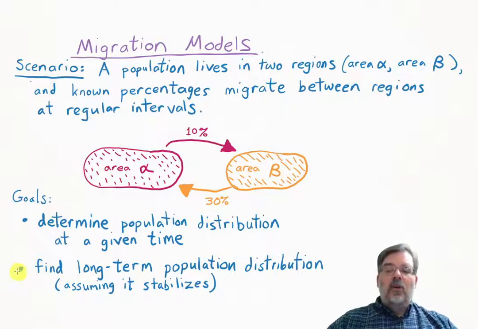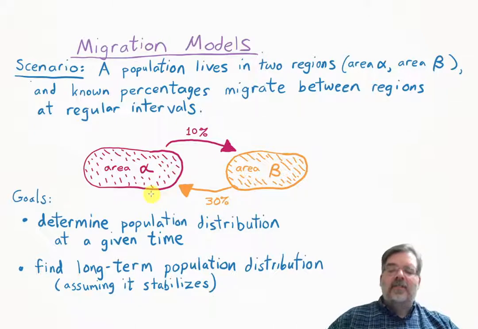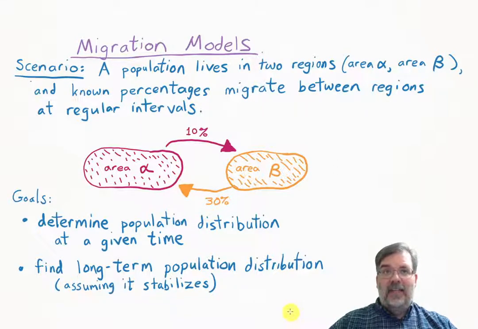And finally, we'd like to figure out what's the long-term population distribution, right? Does the population oscillate between these two areas? Does it kind of even out? Maybe eventually everything will end up in one area. And like here, for instance, you've constantly got 30% of the population of area beta going into area alpha. Does it all end up here? What happens? Well, math will tell us the answer to that. And it does stabilize, and we'll figure out to what values in each area.